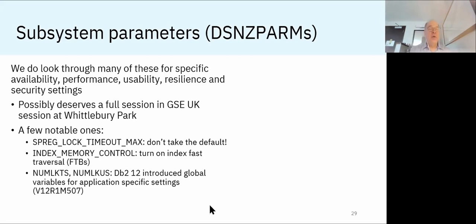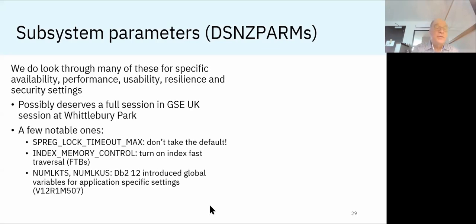But a few notable ones that we've looked at recently include the ZPARM that sets the maximum for your current lock timeout special register in DB2 13. The default, because there is no prior behavior to protect, is to have no limit on what someone can set their special register to. That's an awful default. So every time we work with a customer who's either about to go to version 13 or is in version 13, we talk to them about this setting in ZPARMs to make sure that they don't take the default and put an appropriate value in there.